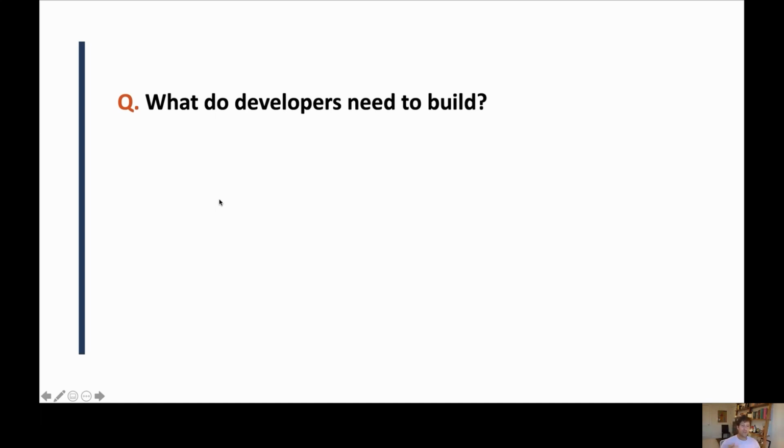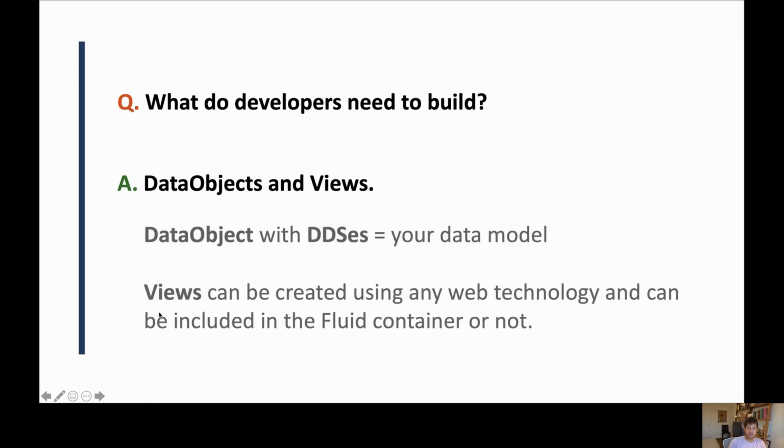So now we've talked about what that Prose Mirror is like. Let's talk about what you would have to build, what you'd have to actually touch as you build an application with the Fluid framework. You would have to build data objects and their views. So data objects with the DDSs is sort of your data model, and then the views can be created with any web technology and can either be included in your Fluid container or not. But this is what you're gonna have to build. The data object and DDSs, they get wrapped in your container, and it doesn't require very much work.